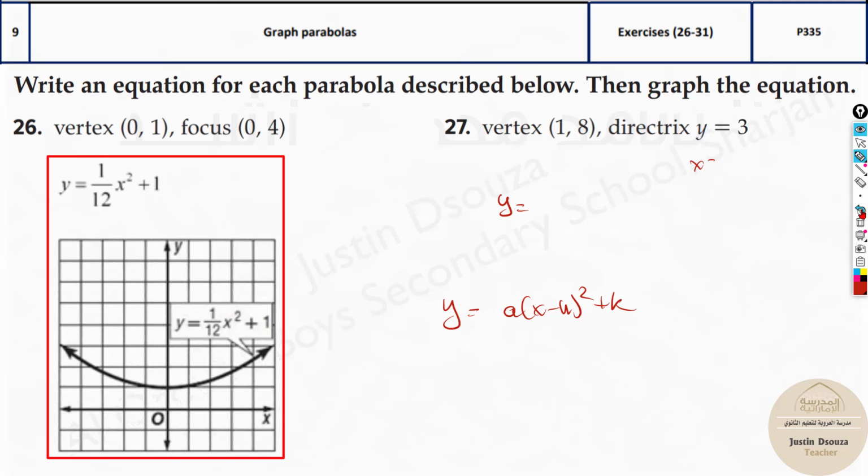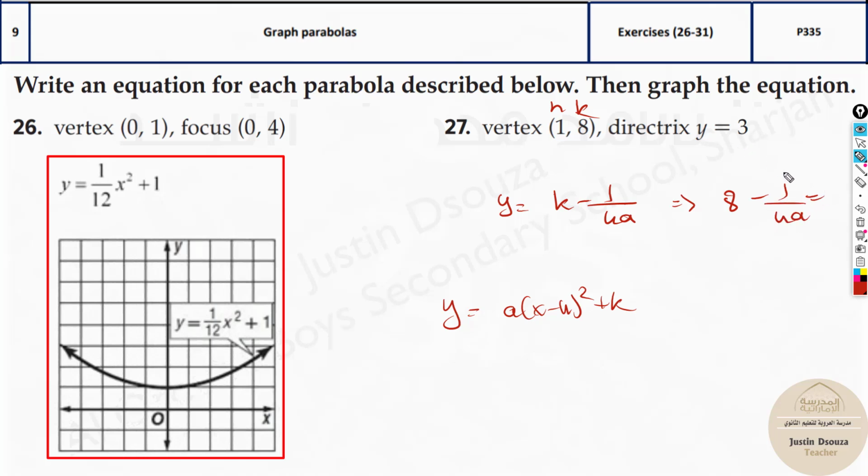The other one we will see in the next problems. Now for this one, let's write the formula. The formula is k minus 1 by 4a. What is this k value? h, k is the vertex. They have given that. Now all you do is substitute over here. It'll be 8 minus 1 by 4a.